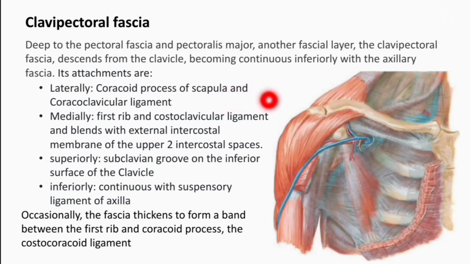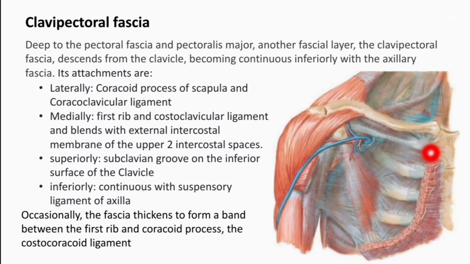Next, the clavipectoral fascia. That's a very important topic from the exam point of view also. It is present deep to the pectoralis major and extends superiorly from the clavicle to below the axillary fascia. Coming to its attachments, laterally it is attached to the coracoid process and the coracoclavicular ligament.